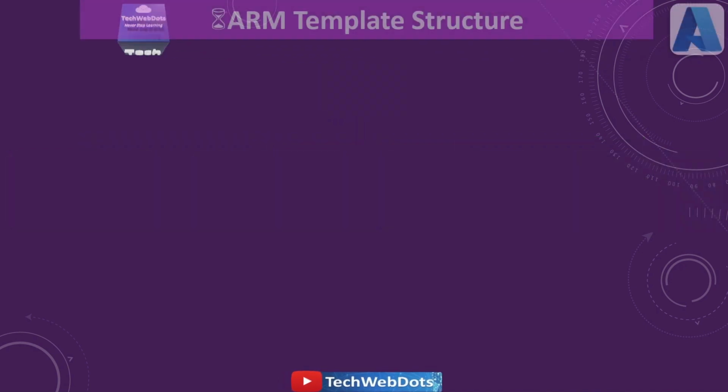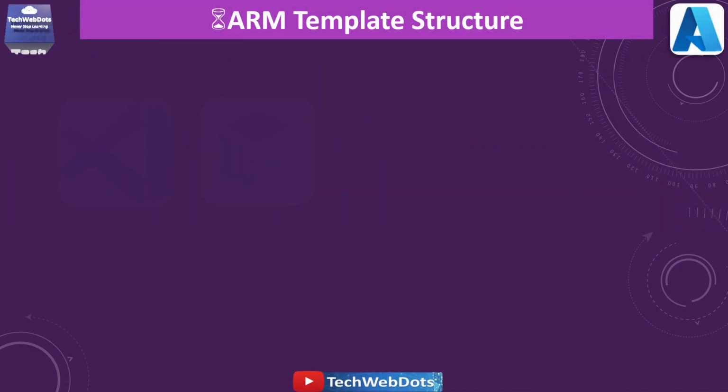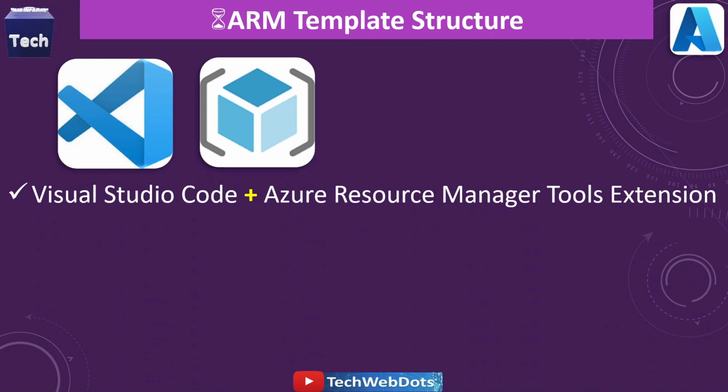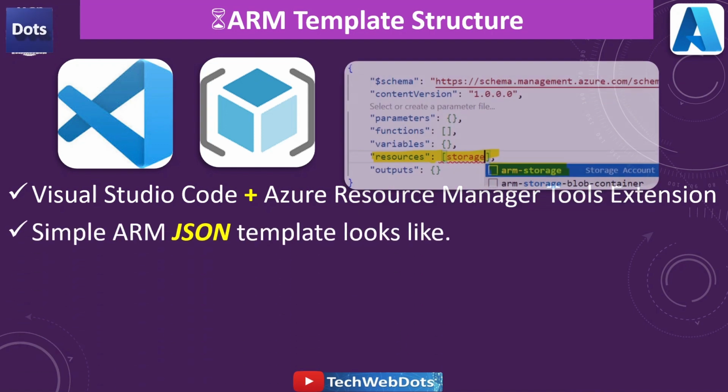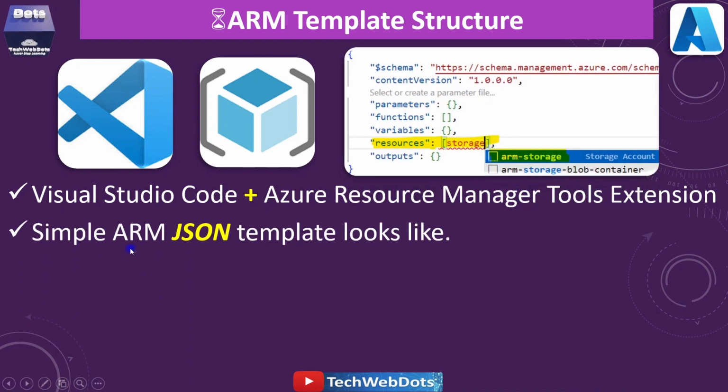Okay, let's move ahead. So in the ARM template structure, I have already shared in my previous session, but let me revise a bit. Visual Studio Code plus Azure Resource Manager tool extension. This is the brilliant combination for creating ARM template structure. And if you can recall, a simple ARM JSON template looks like this, with these special components that contain schema, contentVersion, parameters, functions, variables, resources, and output.